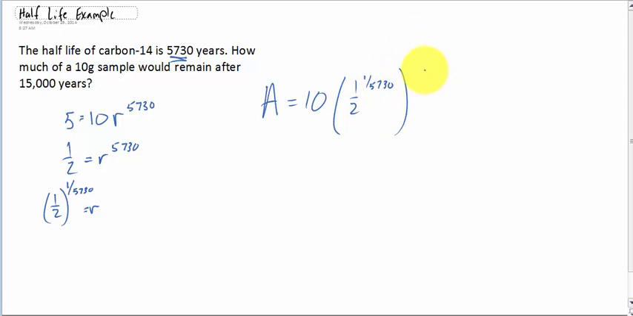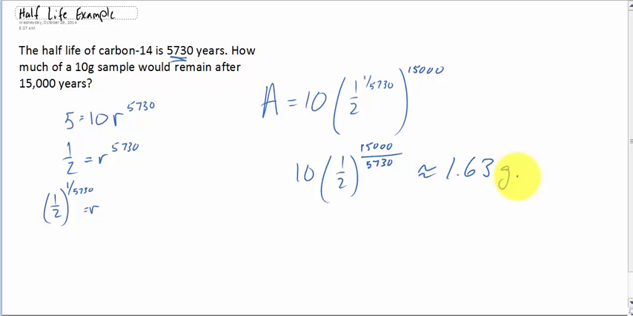Remember, that's just a root to the t. So we're going to drop 15,000 in to the t. Using our laws of exponents, this becomes 1/2 to the 15,000 over 5730. And what we find is this is approximately, to 3 significant digits, 1.63 grams. But the first step in doing something like this is figuring out what that ratio or rate of decay is. How much per year are we decaying?